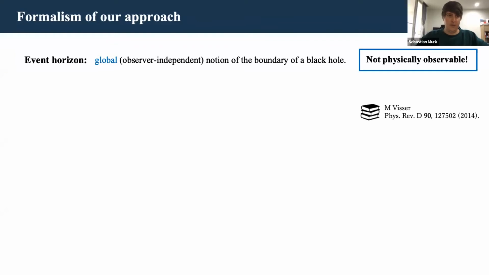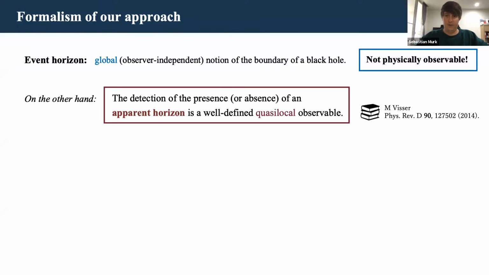And because of this, event horizons are not useful for all practical purposes. On the other hand, there are notions of black hole horizons that are useful even for practical purposes. And the one that is most convenient for us is the notion of an apparent horizon. And unlike an event horizon, this is something that is a well-defined quasi-local observable.